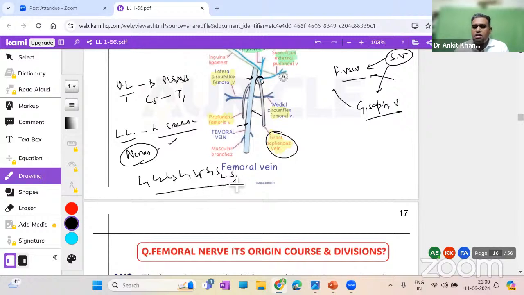Lumbar roots are more important, and S1, S2, till S3, it's fine. See, the root values are more. Why? Because, as I told you, the lower limb muscles are more, so you need more nerve fibers. So more roots are needed.